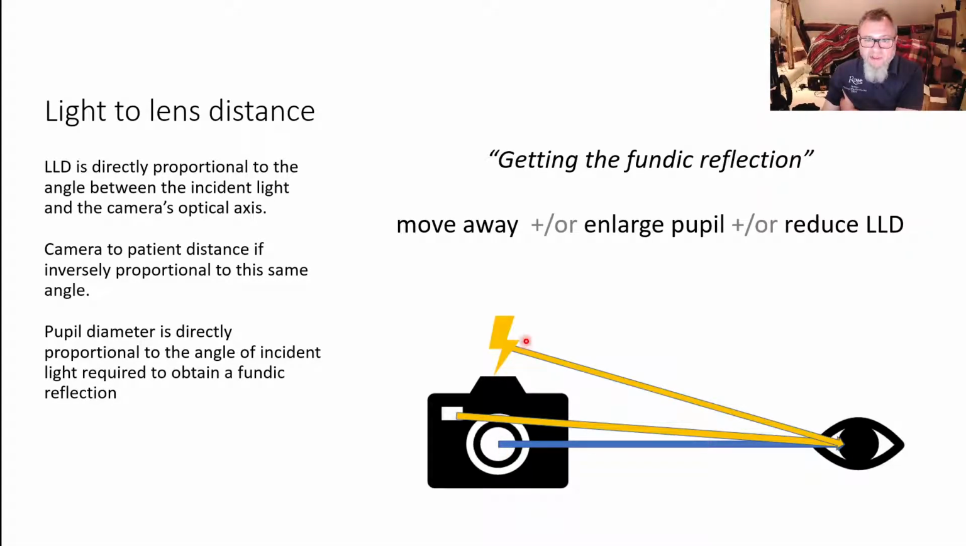Whereas if you've got a camera with a pop-up flash, which is on the top of your camera, then the angle between the incident light and our visual axis is often too far to get a good fundic reflection. So you want your light to be as close as possible to the lens. As you move your camera further away from the patient, the angle between the light and the visual axis will get less and less. So if you have a phone camera where your light is a bit further away from the lens than you might like, by taking a photograph from further away, you'll get a better fundic reflection.